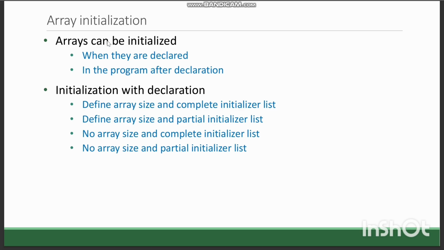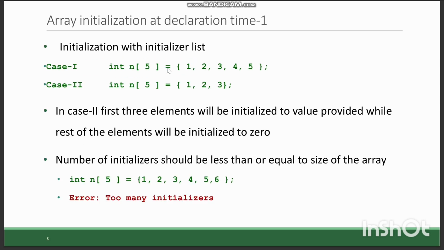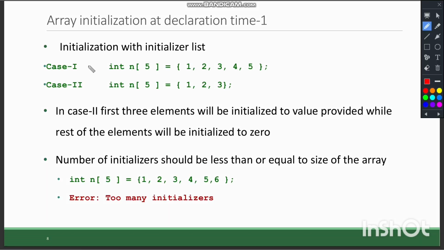So this is array initialization. Arrays can be initialized when they are declared, in the same line, or in the program after declaration, like we have done in the previous example. For initialization with declaration, there are 4 ways. First, we can define an array size and a complete initializer list, all in the same line. Or we can define the array size and a partial initializer list, where the array size is 10 and we have given only 5 values. Then there is no array size with a complete initializer list, and no array size with a partial initializer list. These are the 4 things, and these are practical examples of this.